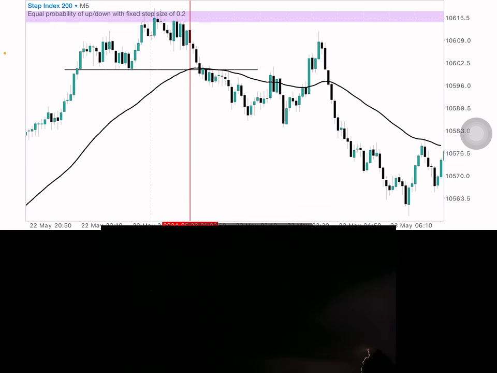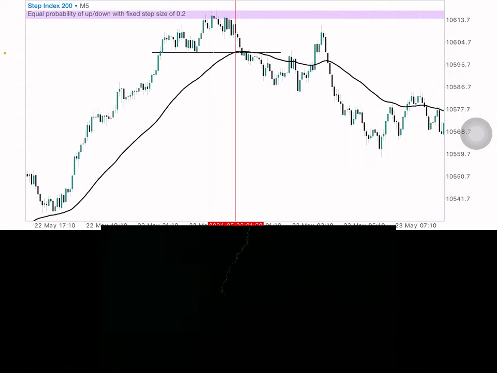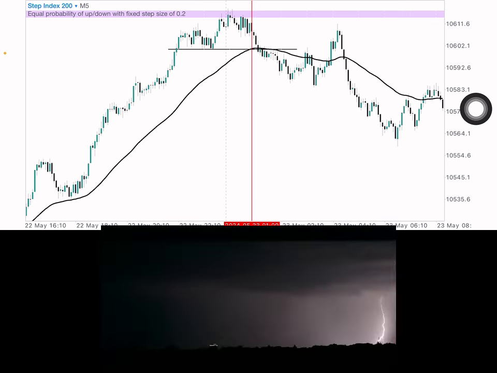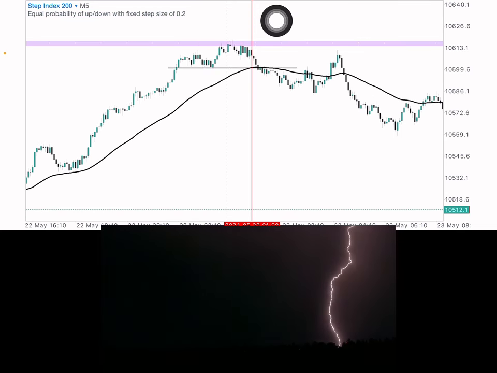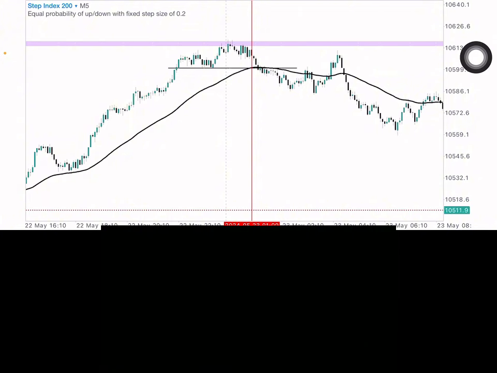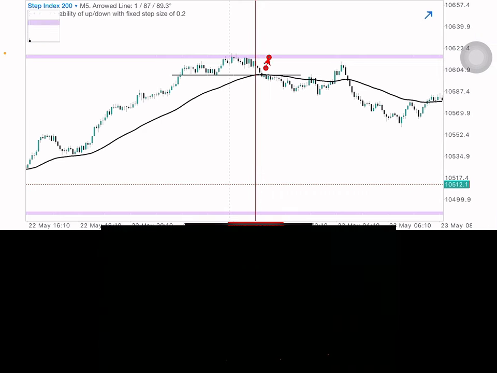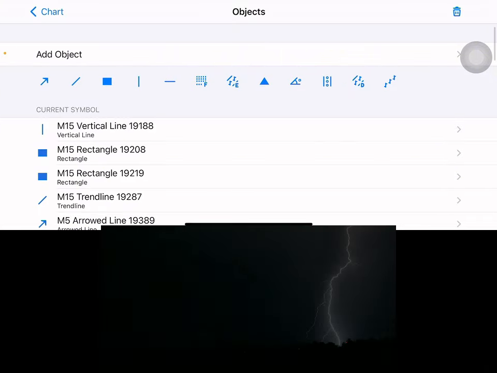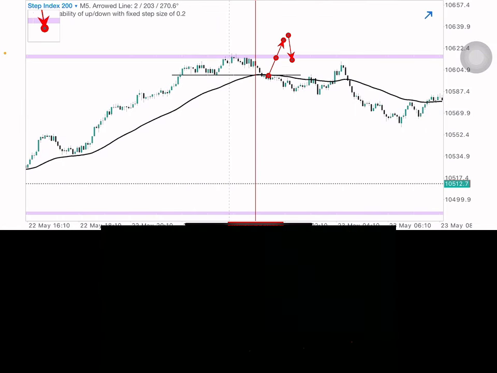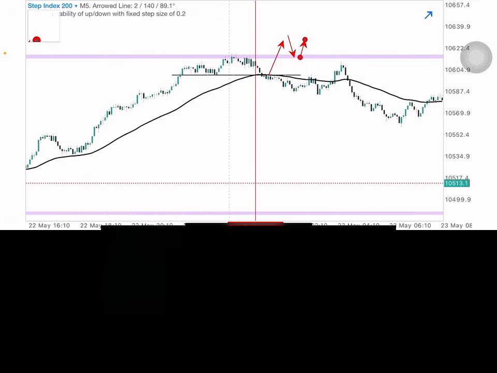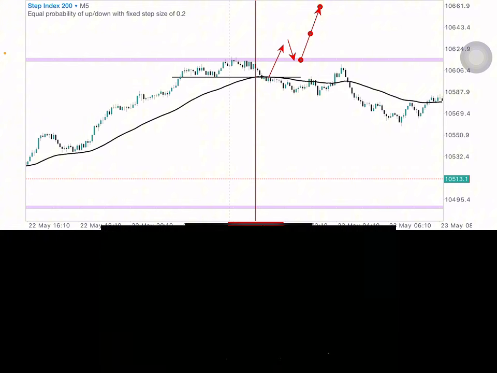What you are going to do on M5 is wait for price to break out. Now, assuming that price came here and broke out of the daily high, we would have waited for a retest of that high like this, and then we take a buy. This is how it is done.